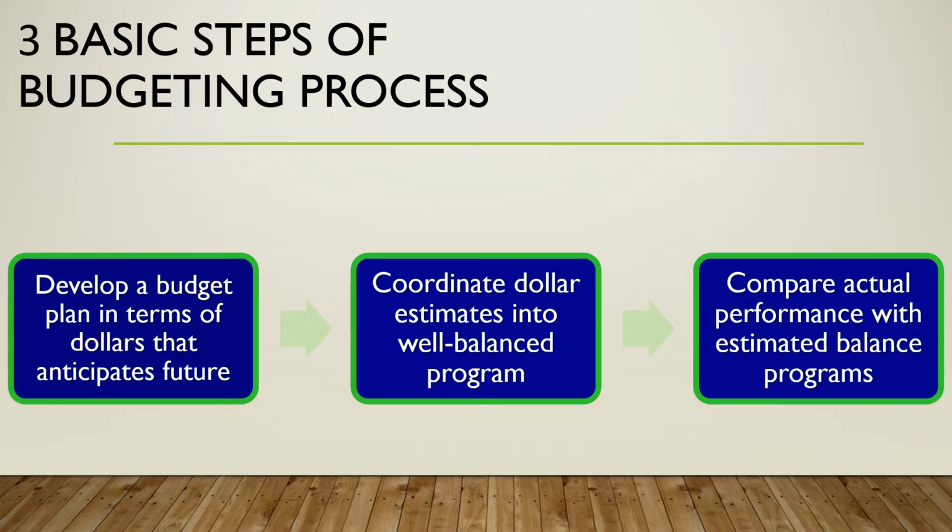We can look at the budget process in three basic steps. The first step would be to develop a budget plan in terms of dollars that anticipates the future direction and needs of the organization. Then we can coordinate dollar estimates into a well-balanced program of service listing. And then we can compare actual performance with our estimated balance related to our programs, facilities, and things we've spent money on.